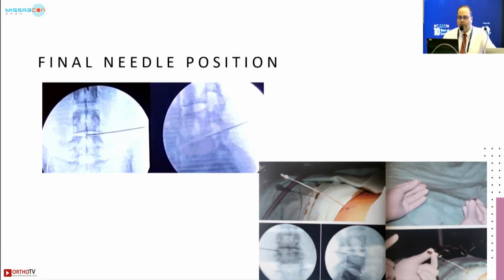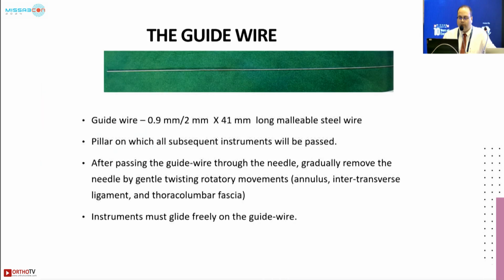This is the typical entry point for a paracentral disc herniation where the position of the needle can be seen. This is the guide wire over which the dilator goes in.